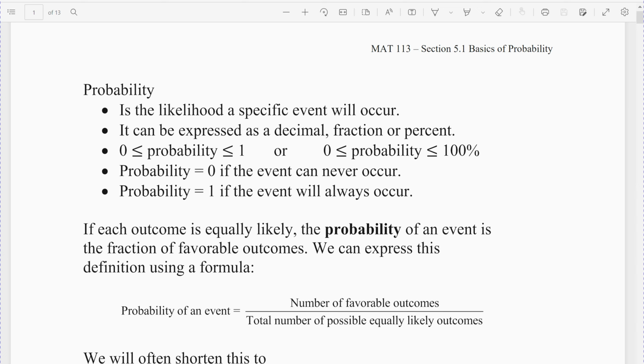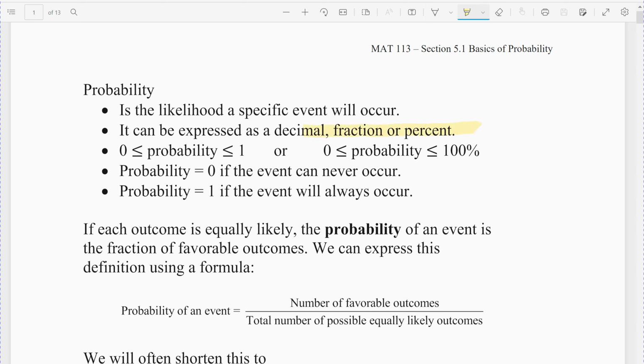We're going to look at the basics of probability. Probability is the likelihood an event will occur, right? So it's the chance something will happen. When you say, this is the likelihood this will happen, this is the chance that it'll happen, it can be expressed three different ways. When we just say probability, we write it as the decimal or the fraction. When we describe probabilities, we typically describe probabilities as percents, right?